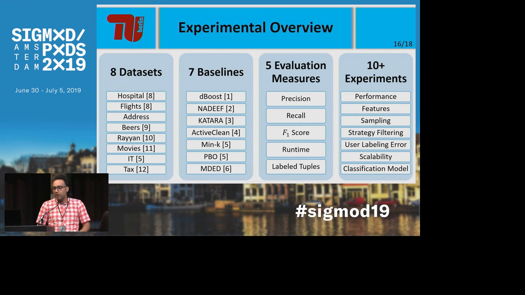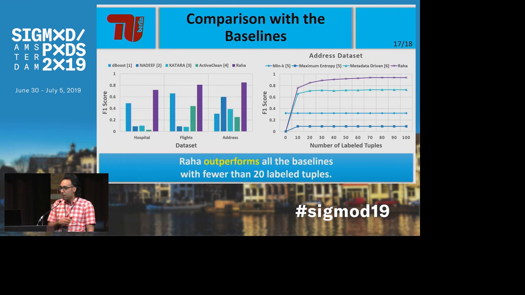So we evaluated our error detection system on 8 mostly real-world data sets. These data sets are well-known in the community, and we also have 7 baselines. As you can see here, we have recent error detection systems as our baselines. We also use the typical evaluation measures: precision, recall, F1 score that combines these 2 measures, and also runtime and number of labeled tuples. We also have more than 10 experiments on different aspects of our solution. But here, because of the time limitation, let me just show you 2 charts.